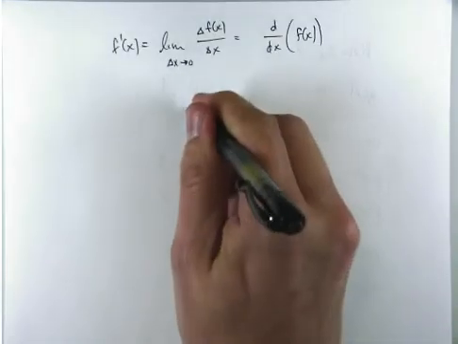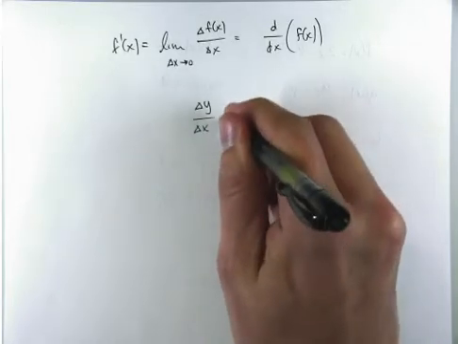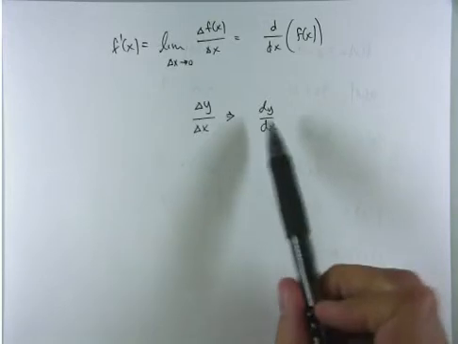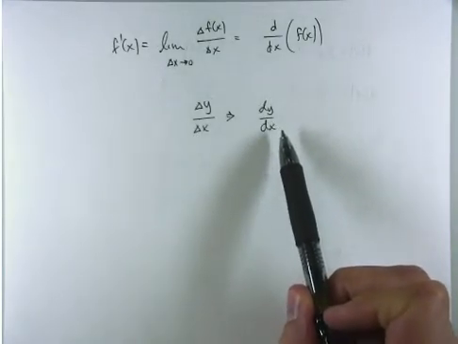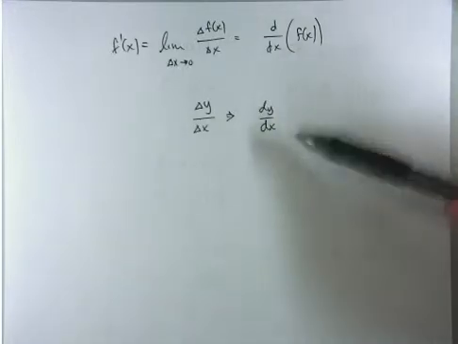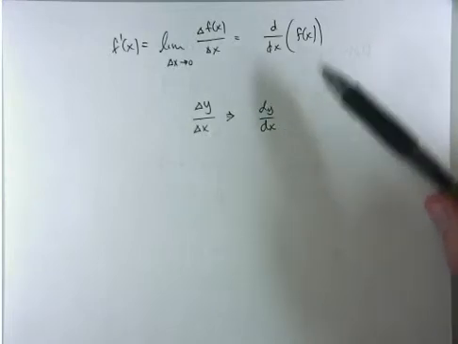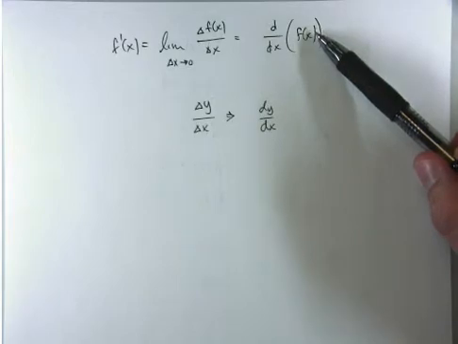We also saw things like delta y over delta x. So we might see this notation, dy over dx. So we see it in both contexts. This is the derivative of y with respect to x. This is the derivative with respect to x of f.